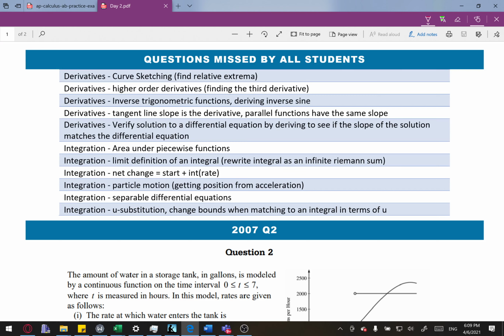So we've done a lot of separable differential equation integration stuff as net change, particle motion. I've talked about area under piecewise functions when we went over the multiple choice, and limit definition of an integral. So we've done kind of all of this stuff in class already. I'm going to focus on these two up here for our FRQs today, and I'll just keep going with more ones that we pull later as we go.